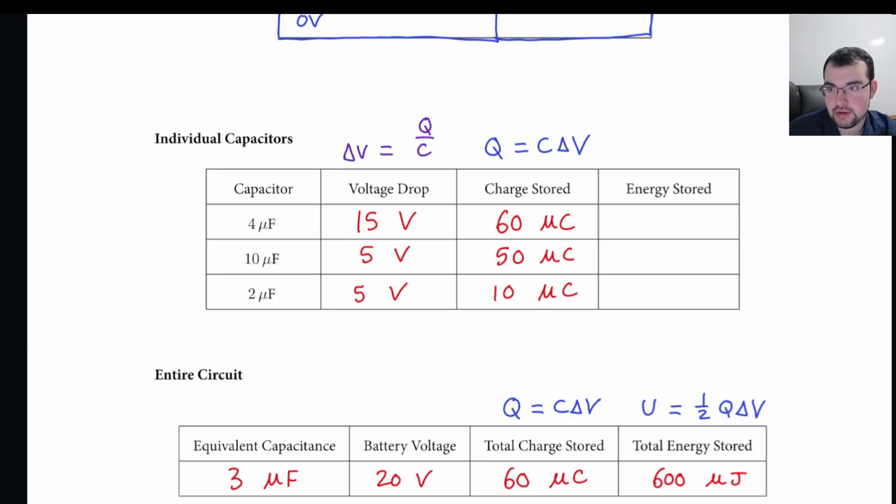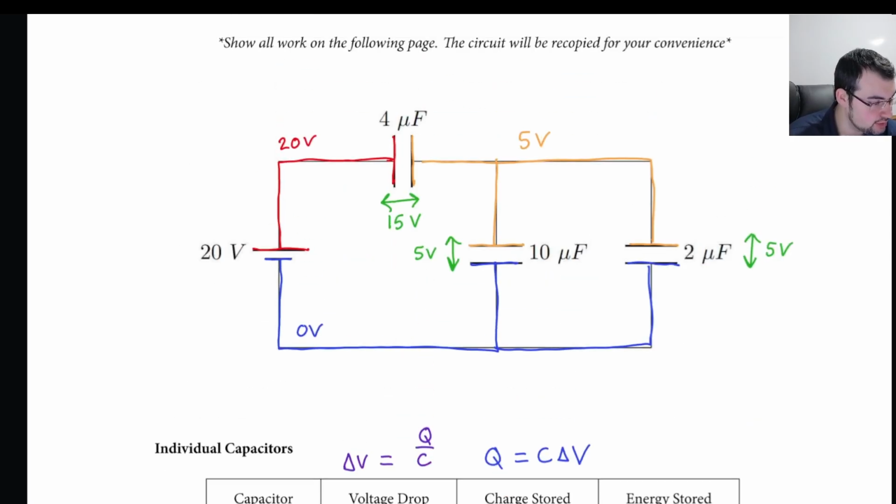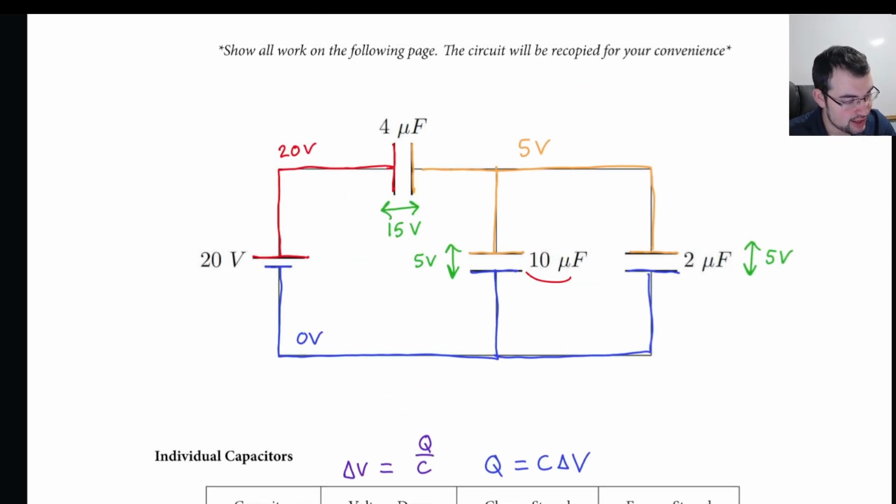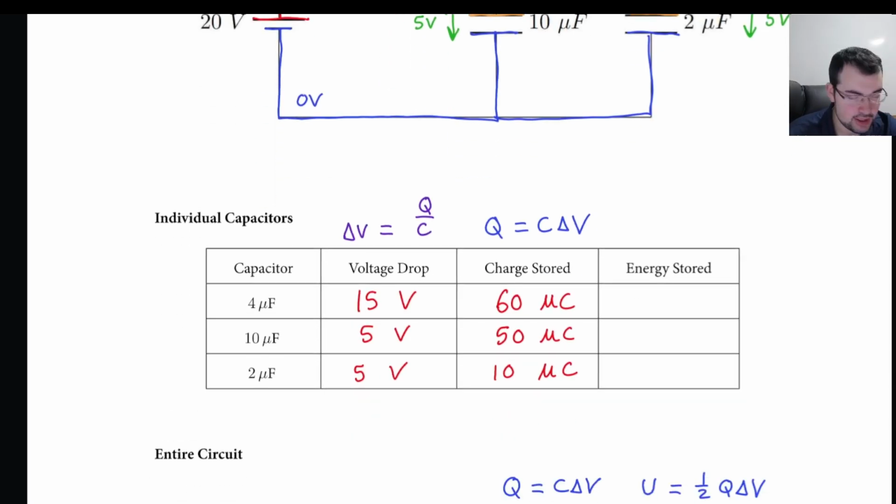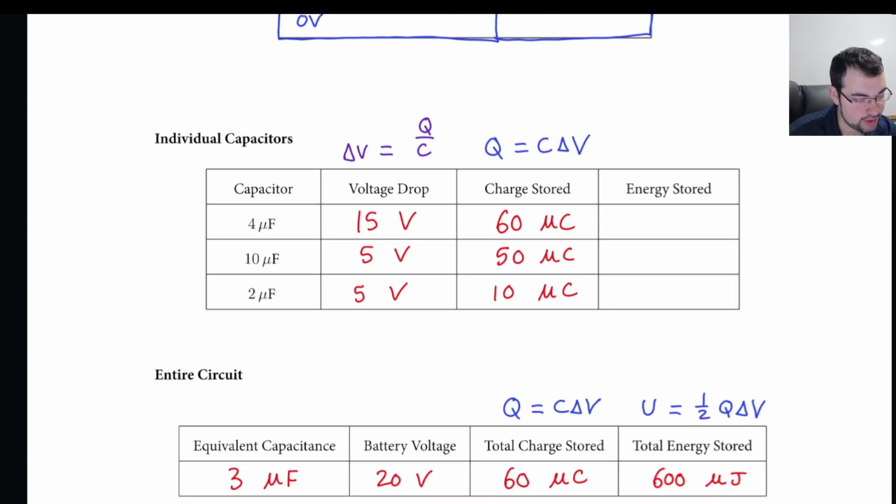And notice 10 is 5 times 2. So this capacitor has 5 times the capacitance, so it required 5 times the charge. You could actually do some ratio shenanigans to do this in your head. All right, what is the energy stored? Oh man, we're really testing me here. I still like U equals 1/2 Q delta V, I think.